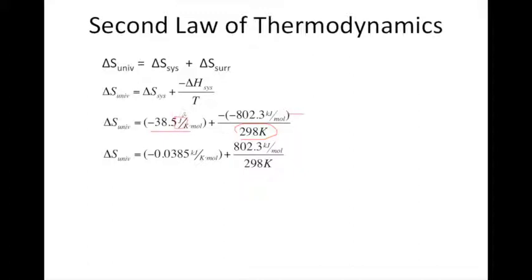Now, the other thing we have to watch out for are our units. Entropy is generally given in joules per Kelvin, whereas enthalpy is often kilojoules per Kelvin. So be sure they're both here in either kilojoules or joules.